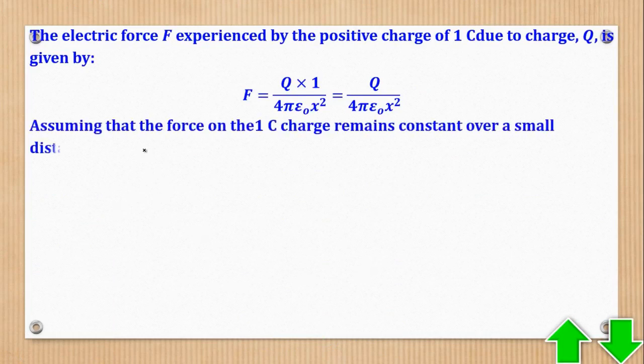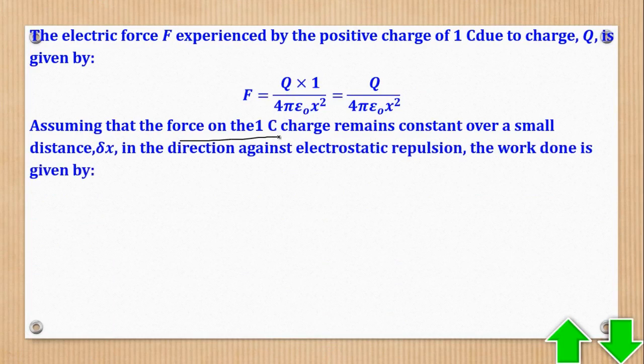So now we come and say that we assume the force on the 1 coulomb charge remains constant over a small distance. Remember, this distance is a very small distance. This assumption is needed in the derivation. So the assumption is that this force does not change over a very small distance.